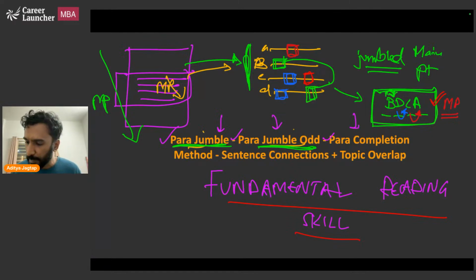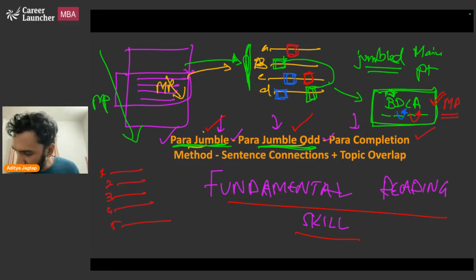This is what is checked in a para-jumble question. This is what is checked in a para-jumble odd question and a para-completion question. Let me tell you how it's slightly different for a para-jumble odd question. For a para-jumble odd question, you get 5 sentences and you're asked which of these sentences is odd.